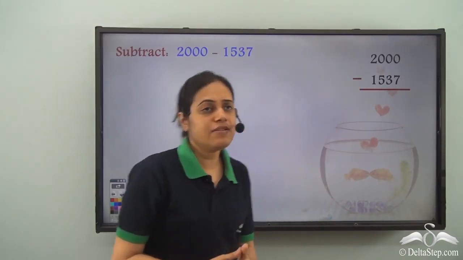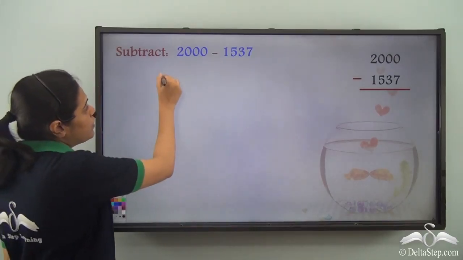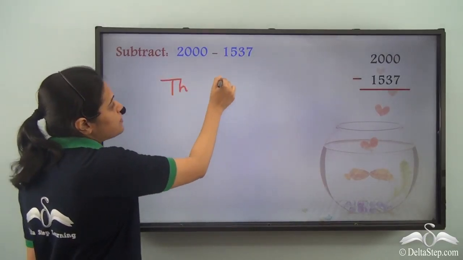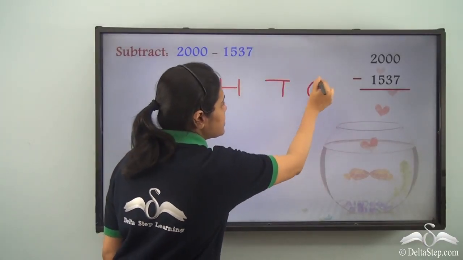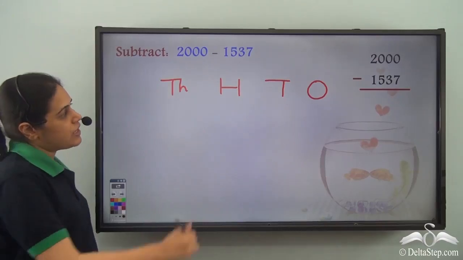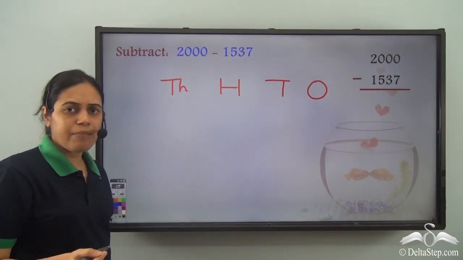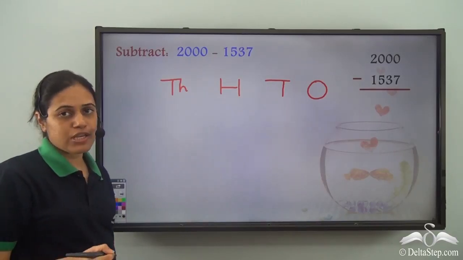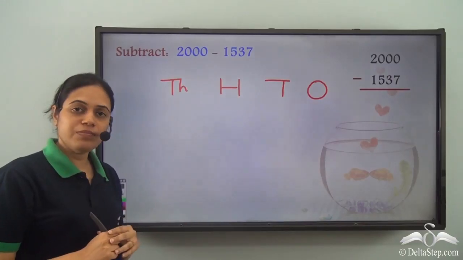But there is another way in which I can write this. So let us see how. This is the thousands place, this is the hundreds place, tens place, ones place. Now if you look at this number 2000, this is the bigger number. So we write 2000, that is the bigger number, on top and the smaller number at the bottom.